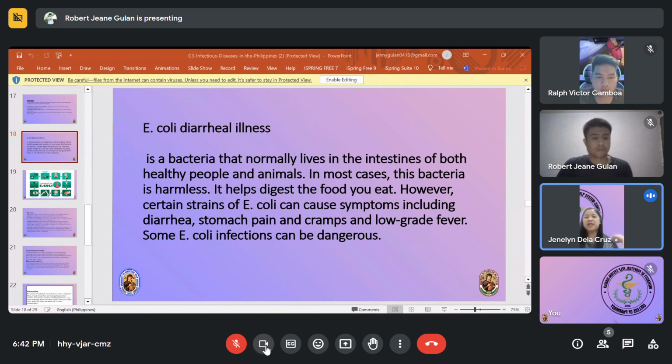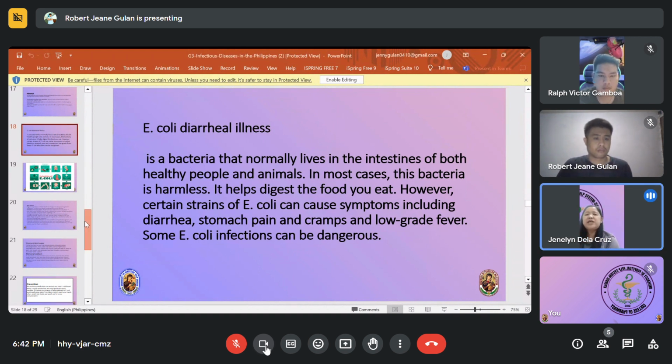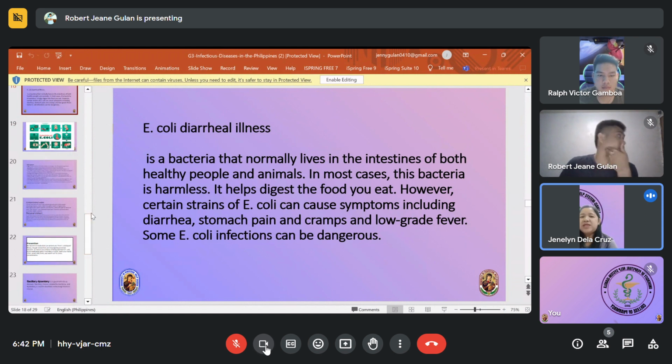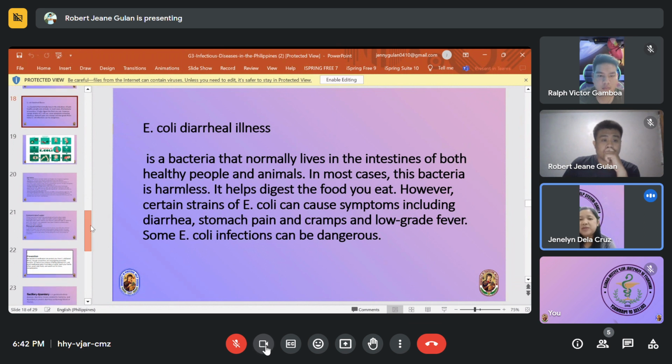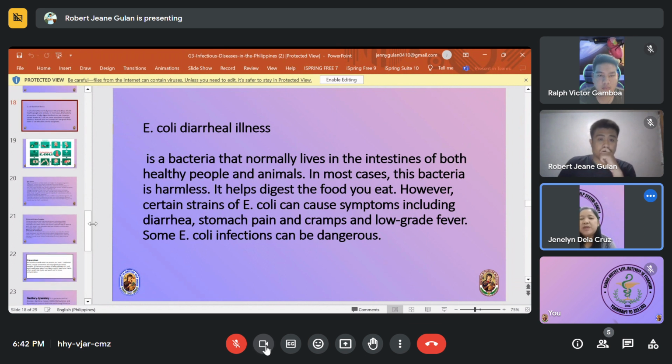E. coli diarrhea. It is a bacteria that commonly lives in the intestines of both healthy people and animals. In most cases, this bacteria is harmless. It helps digest the food you eat. However, certain strains of E. coli can cause symptoms including diarrhea, stomach pain, and cramps and low-grade fever. Some E. coli infections can be dangerous.